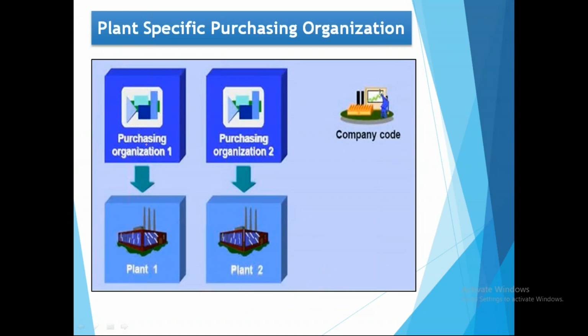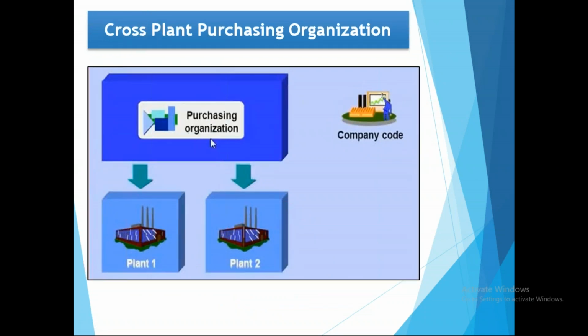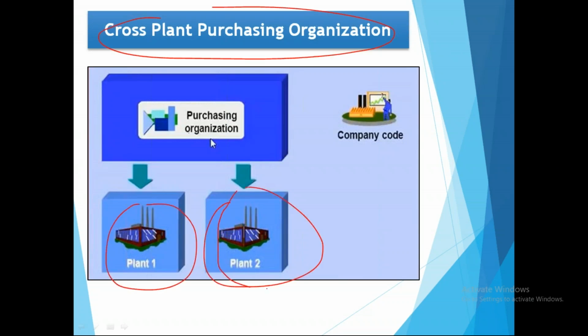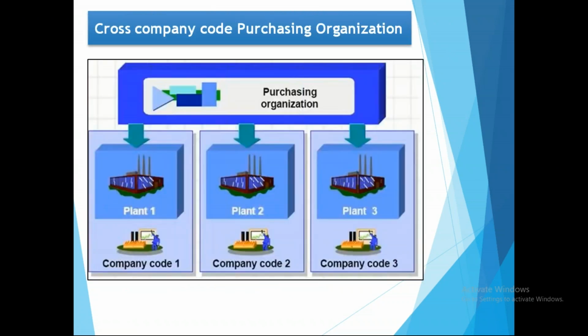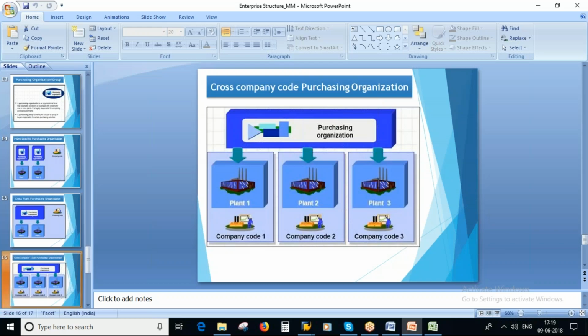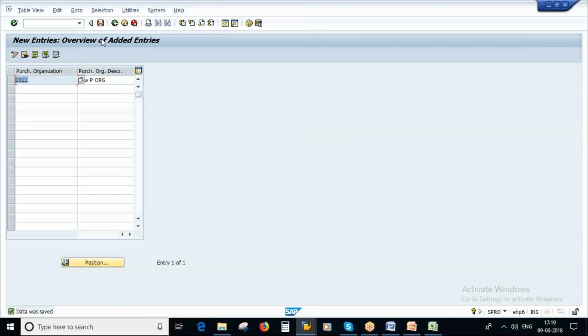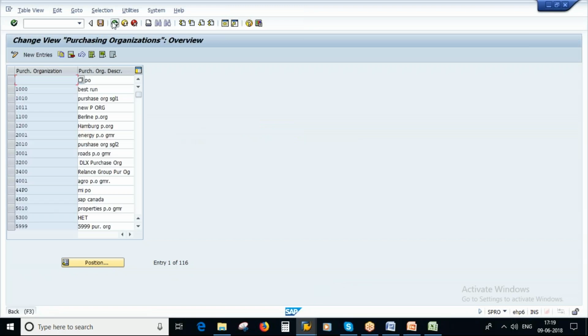Now there will be another scenario, cross plant purchasing organization. That means you have two plants, and for the two plants there is a common purchasing organization. So that you will define at company code level. I'll show you where all this assignment is done. So let's go to the system, where you will do this assignment.